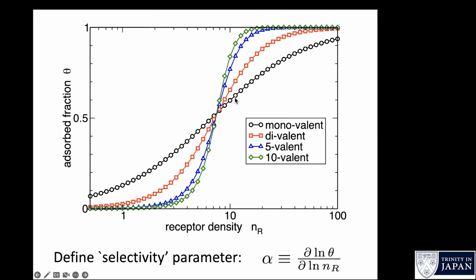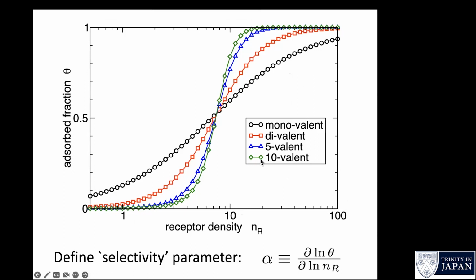And the black curve is when you just bind with a single receptor and a single ligand. So that's what the normal thing would be. And what the important thing is that in order to go from 10% bound to 90% bound, you have to increase the receptor density by 2 orders of magnitude.